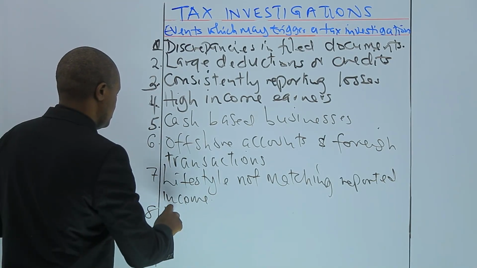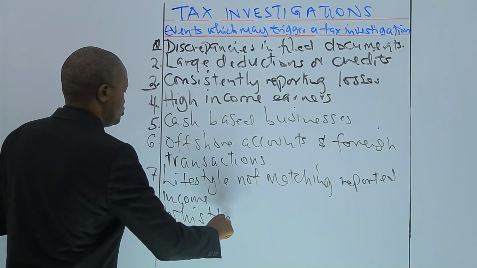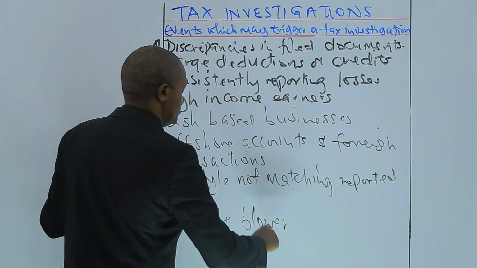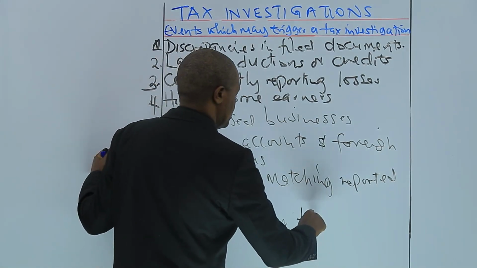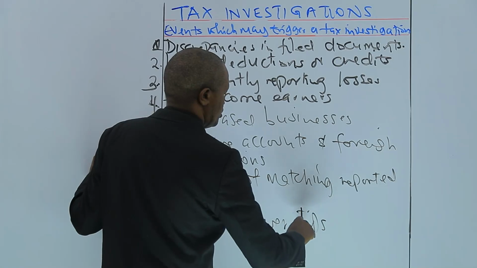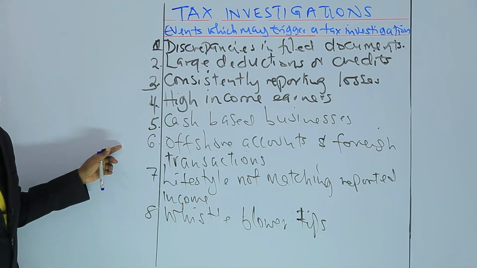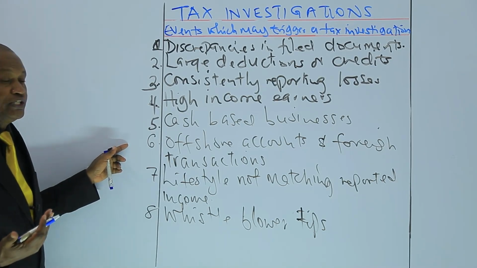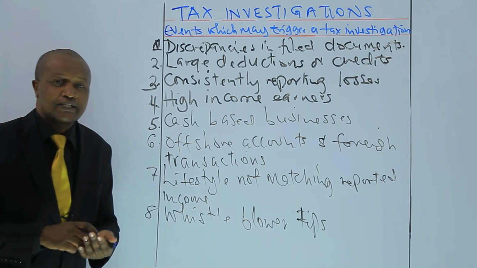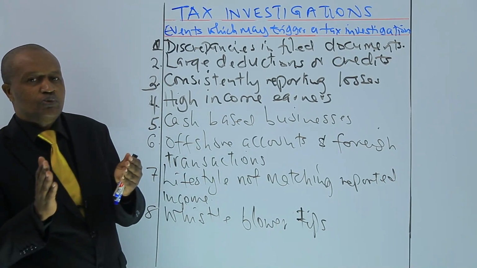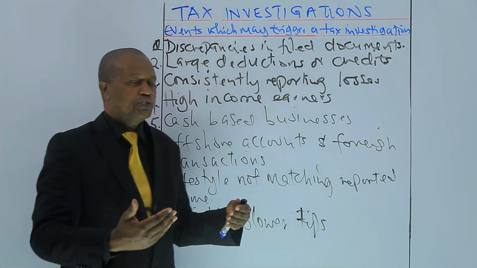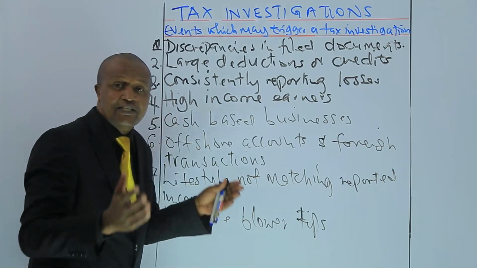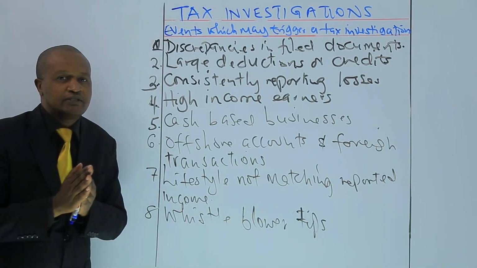Number 8, whistleblower tips. These are tips from employees, tips from ex-business partners, or any other person who may provide information to the tax authorities. That can trigger a tax investigation.